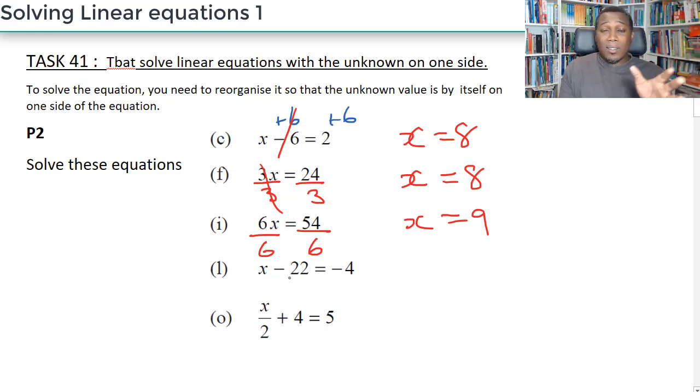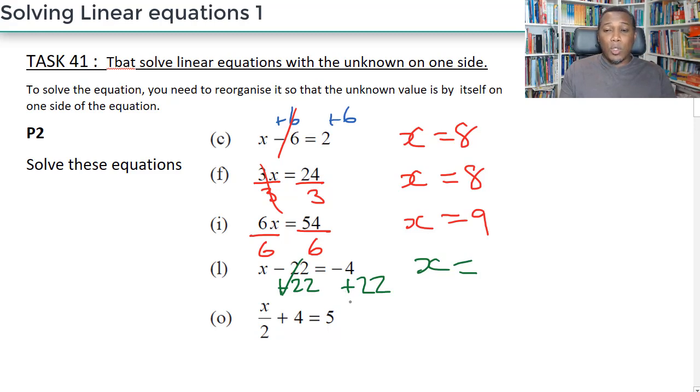I don't want the number less 22, so I'm going to add 22 to both sides. I've got to add 22 to both sides. They cancel out, leaving x all by itself. So I've added, and now x is going to be equal to minus 4 plus 22. Which is what the function machine would have indicated you needed to do.